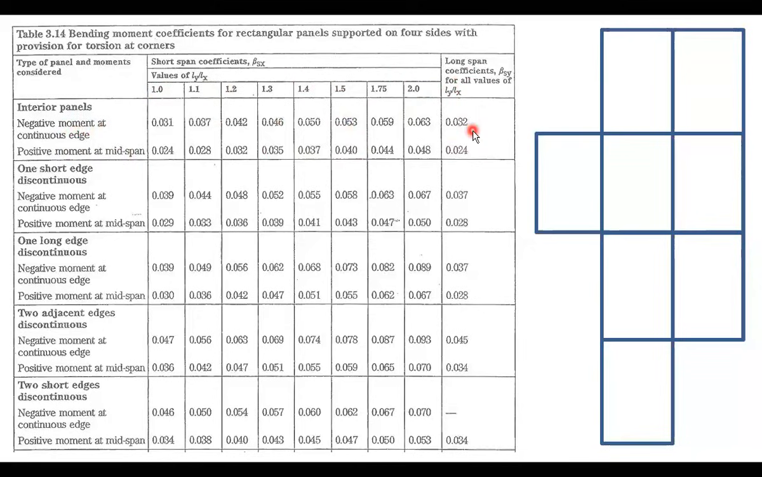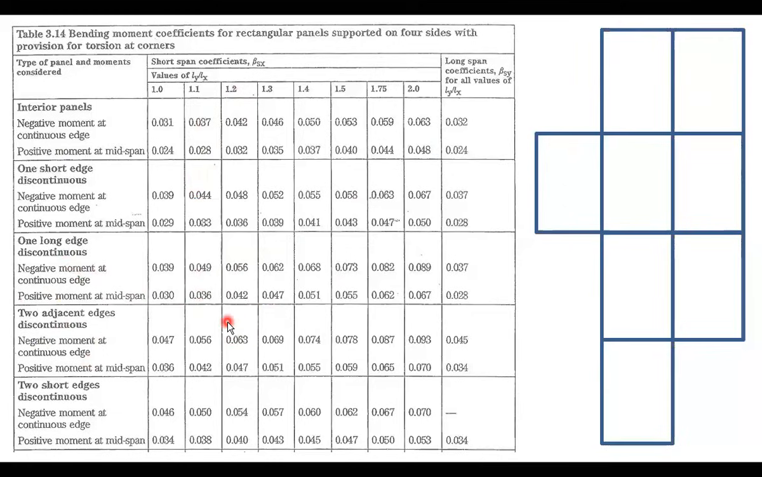It's constant values, one for negative moment and one for positive moment. Okay. So again, if you have a case like this one, it is two adjacent edges discontinuous. So where is two adjacent edges discontinuous? It is this one. What is the ratio between Ly over Lx? Whatever the ratio here, let's say, assume it is 1.2.